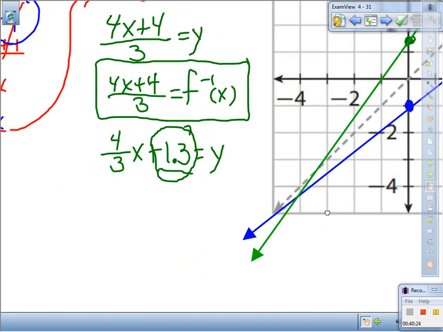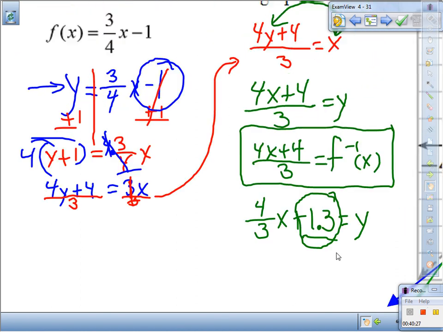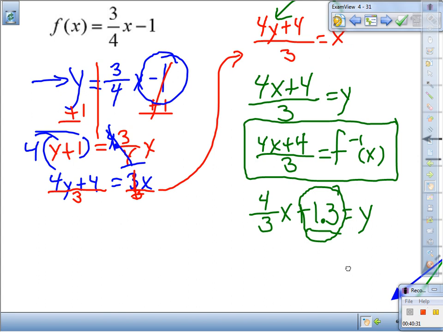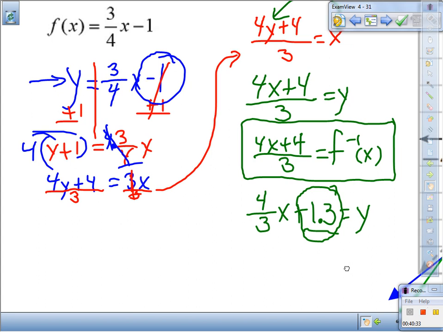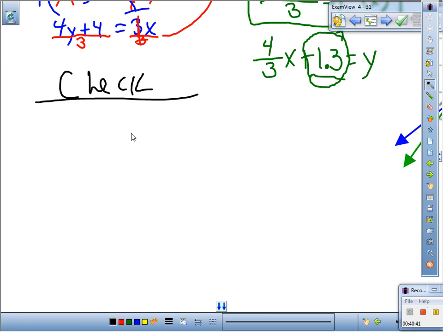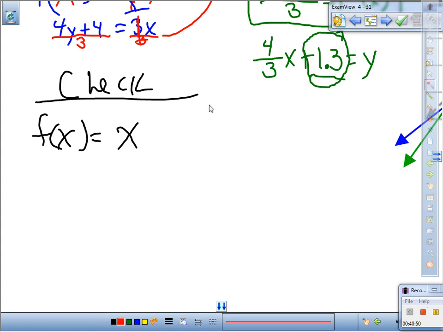All right, let's do the verify. How do we verify? Or how do we check? We check that f of f inverse of x has to equal x. And then we check that f inverse of f of x is also equal to x.